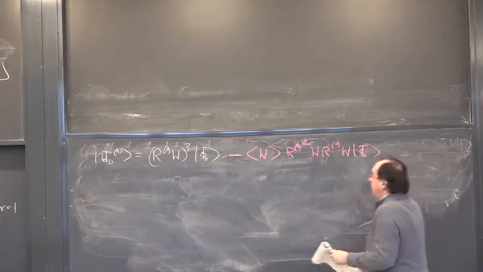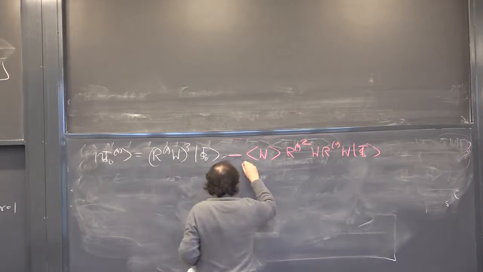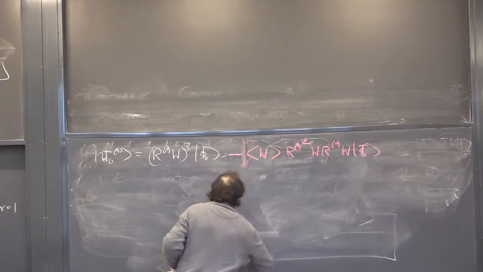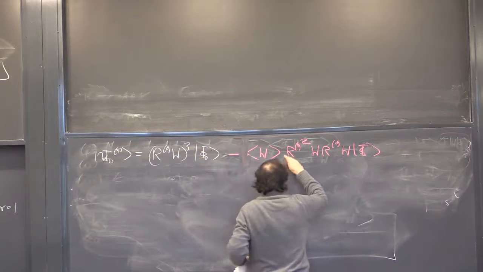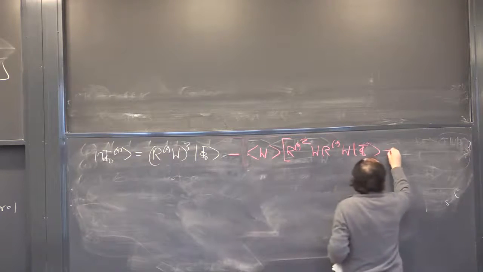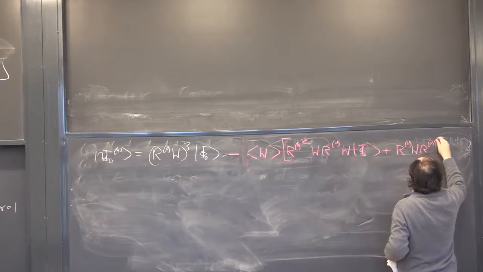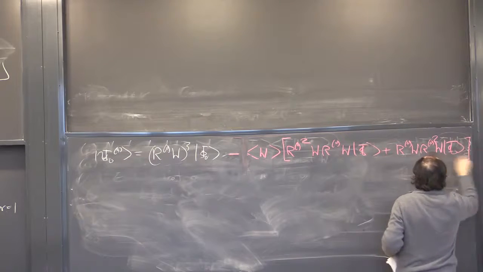Okay? Then you have the next term, which also has expectation value of W. Actually, that looks ugly, so I'm going to open the square bracket here. Okay? And then I will have plus R0, W, R0 squared, W phi 0. Okay? That's the next bracket there.